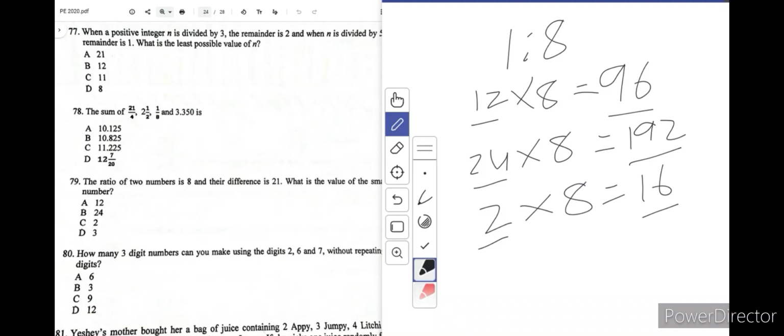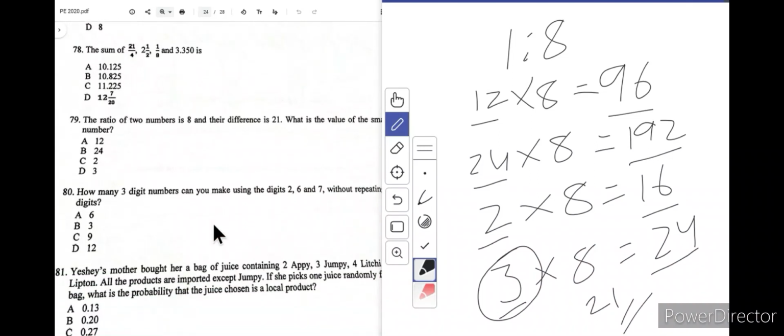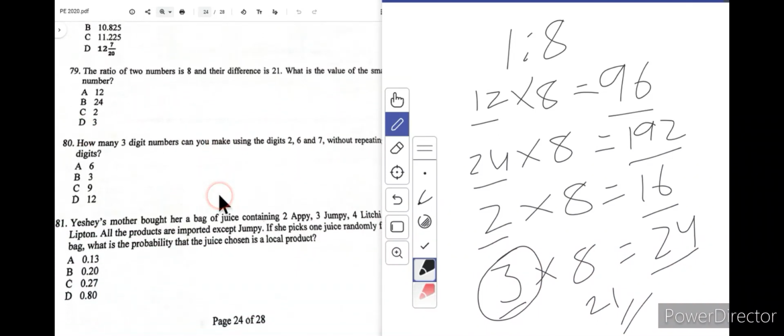Now we are left with the last option, 3. We check with that. 3 into 8 is equal to 24. Now the difference, 24 minus 3, is 21. So both our conditions are fulfilled. Now the correct answer is 3. So for question number 79, the correct answer is option D, 3. Easy peasy.